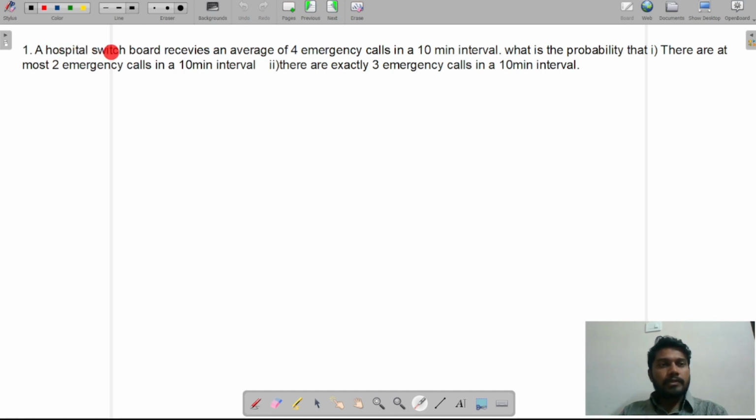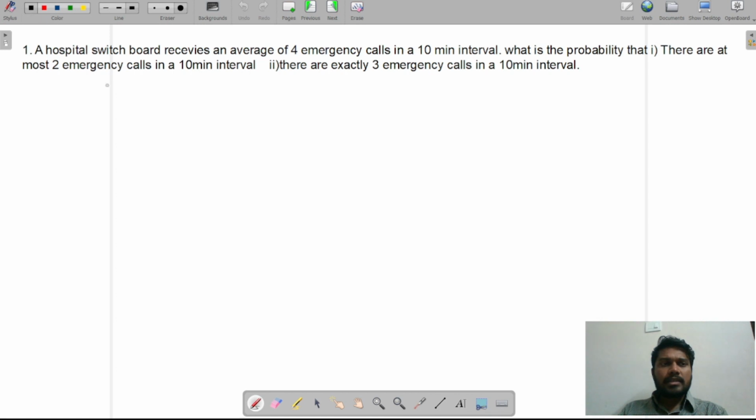A hospital switchboard receives an average of 4 emergency calls in a 10 minute interval. What is the probability that, number 1, there are at most 2 emergency calls in a 10-minute interval? Number 2, there are exactly 3 emergency calls in a 10-minute interval. I hope everyone understands the question.